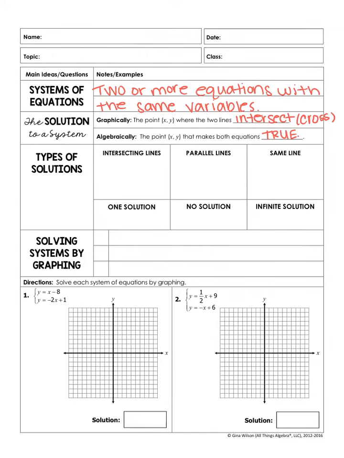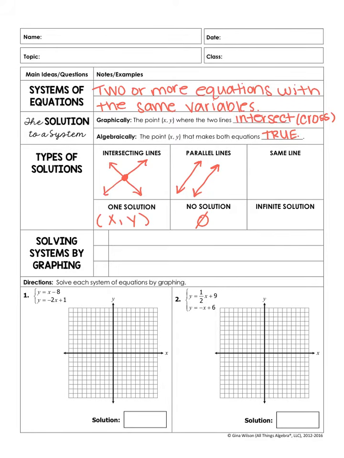So there's a couple types of solutions. You may have intersecting lines, so two lines that cross, and where they cross is your solution. When your lines are intersecting, you will have one solution, that point where they cross, the coordinate xy. If you have parallel lines, that means you'll have no solution because those lines will never cross. Parallel lines means they never cross, so there would be no solution.